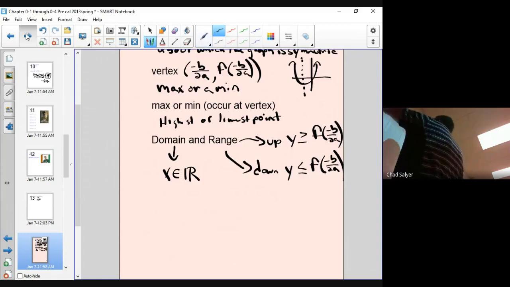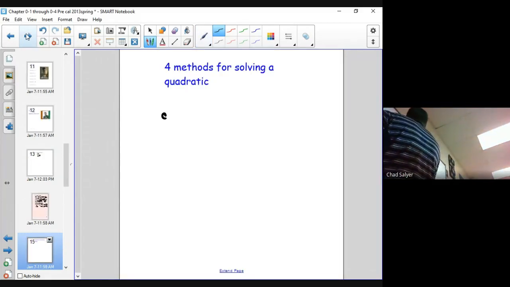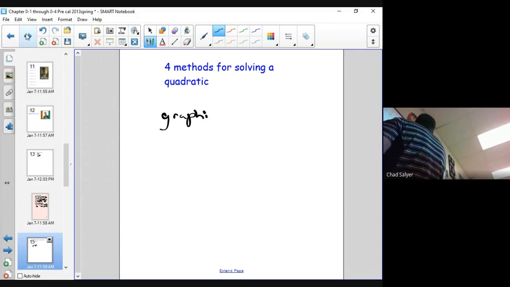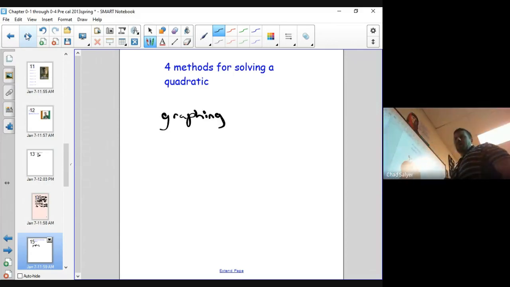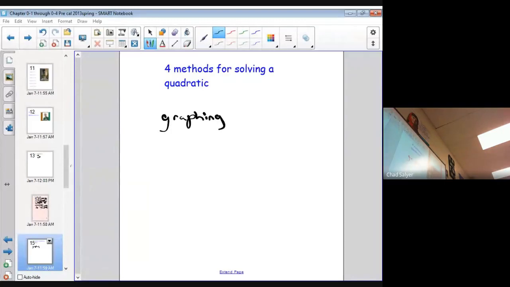Okay. So there are four methods for solving a quadratic. Again, the first and easiest is graphing. And this is a method you'll use your calculator for. So let me try to share my calculator window here. All right, hopefully that worked.